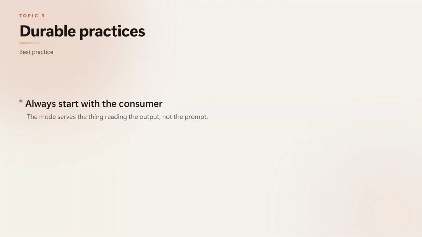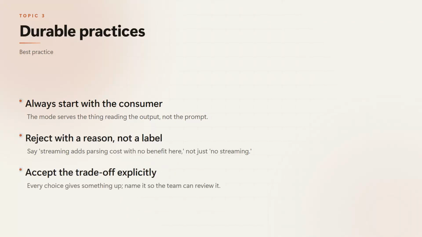The durable rule is this: mode selection is a consumer-driven decision. Before you pick a mode, ask what is reading the output and what it needs. If the answer is a machine that requires the full result, headless is the default. If it is a human who benefits from seeing tokens arrive, streaming earns its keep. And if you reject an option, always give the reason: not "reject streaming," but "reject streaming because it forces the pipeline to reassemble fragments, adding fragility with no upside." That reason is what survives code review and makes sense to someone who joins the project next year.